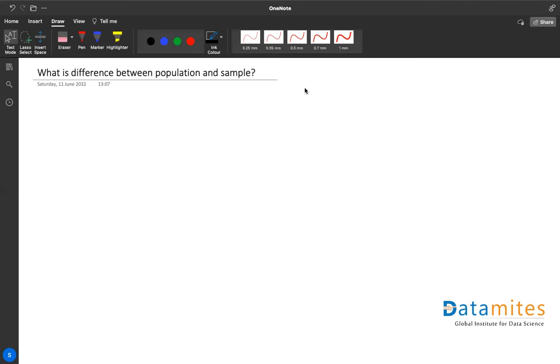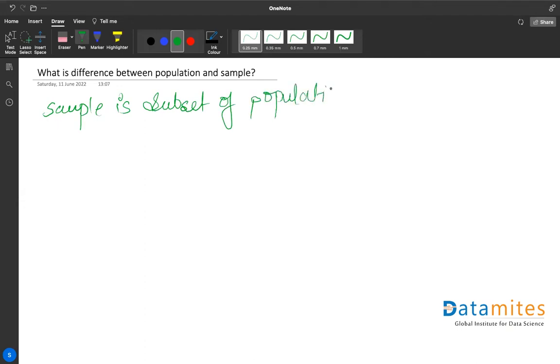Okay, sample is a subset of population. Correct. Simple one-term answer: sample is a subset of population. So I can say population is a big group, and in that big group, if I take a certain number of observations, that becomes a sample. So this is the main difference between population and sample. Population is an entire group. We are selecting a particular group from that entire group. Correct, Ankita.